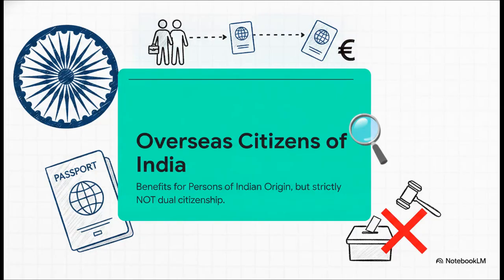Now here's a concept that trips up so many students. Overseas Citizenship of India, or OCI, which came from a 2003 amendment. Examiners absolutely love to throw this in because OCI is commonly but totally incorrectly called dual citizenship. Let me be clear, OCI is not dual citizenship. Why? Because OCI holders simply cannot vote in India and they can't hold any constitutional office like president or Supreme Court judge. Sure, they get lifelong visas and financial parity, but no political rights, none.